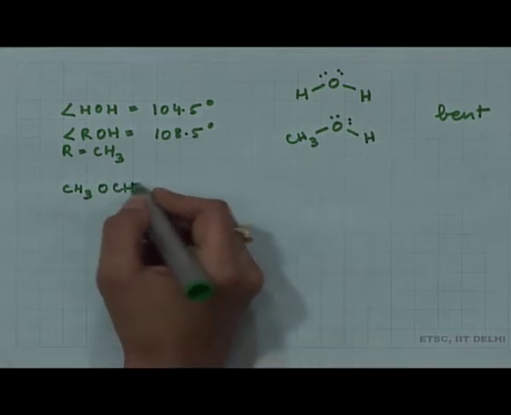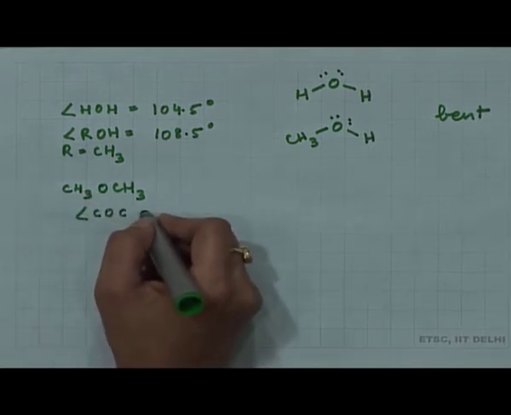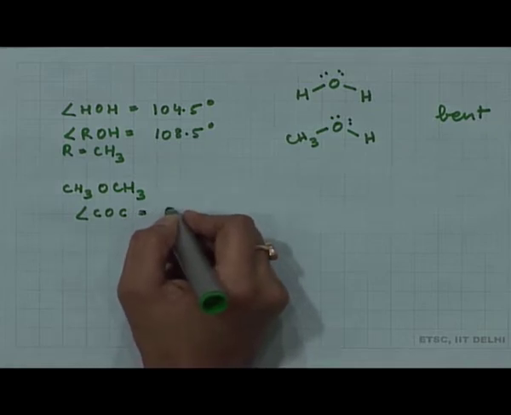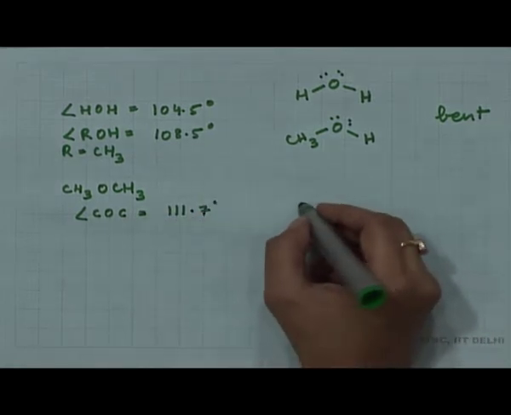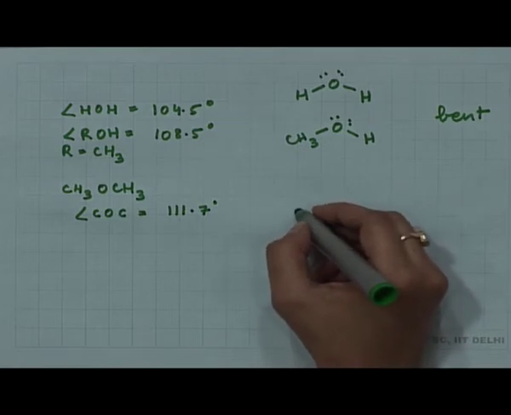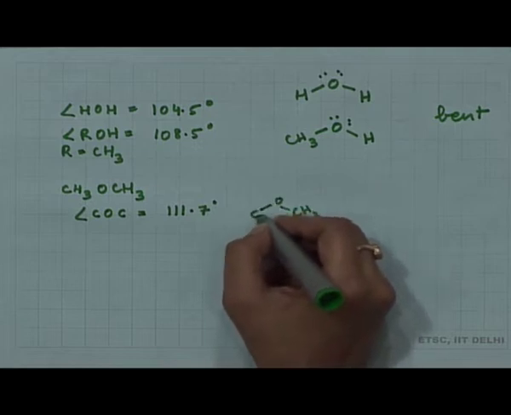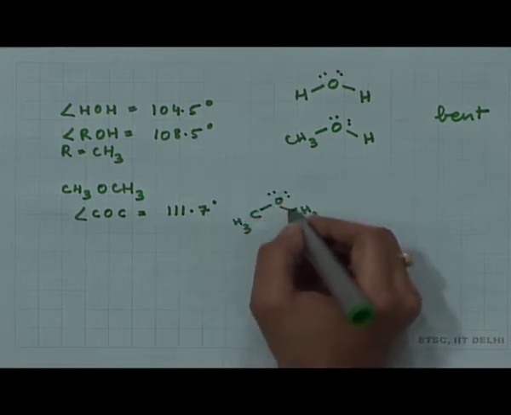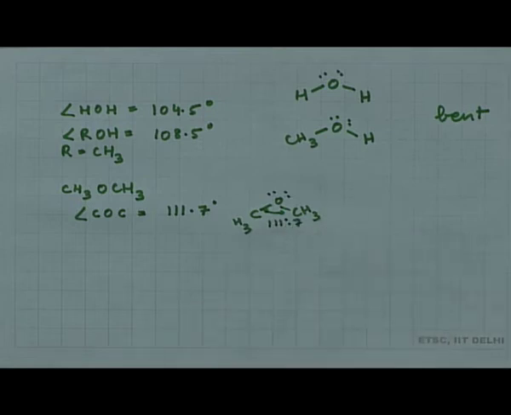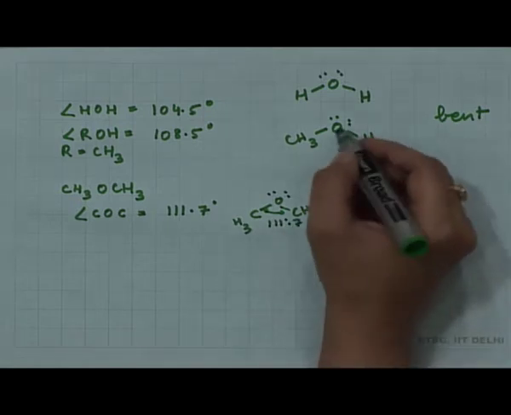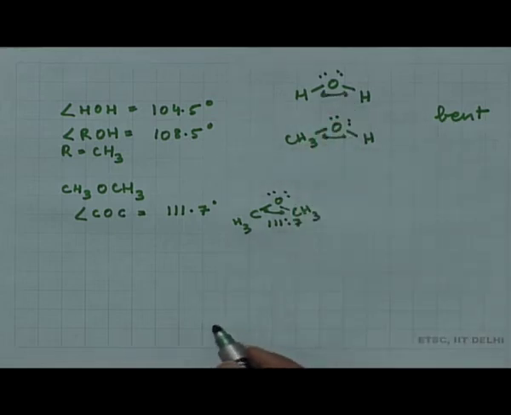When you replace both the hydrogens by methyl, we are talking about dimethyl ether, and the COC bond angle in this case is equal to 111.7 degrees. You can see the change in the bond angles as you go from water to methanol to an ether.